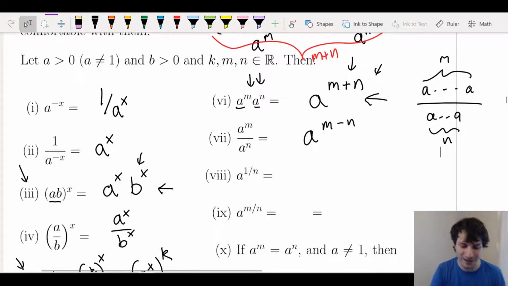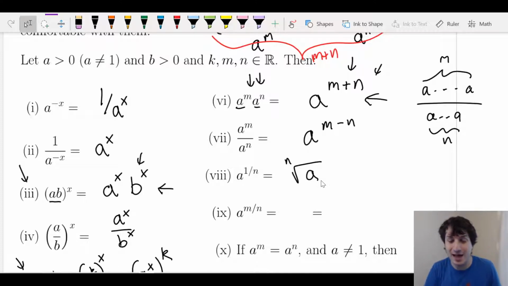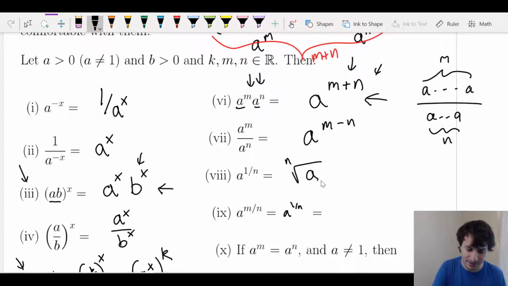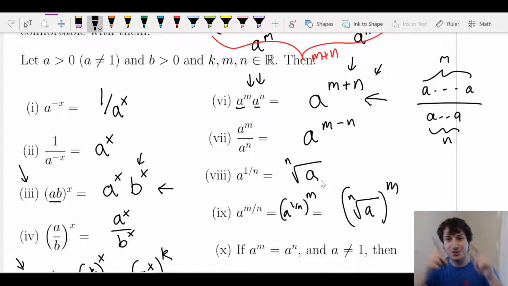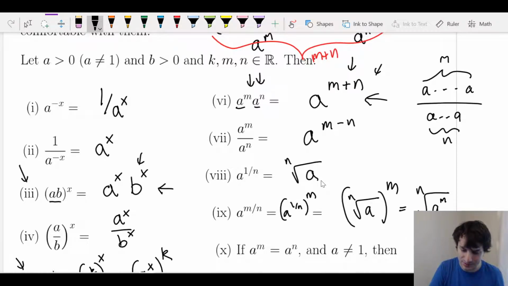A to the 1 over n is the nth root of a, and a to the m over n, you can write this as a to the 1 over n to the power m. That's the rule for multiplying things, which is the nth root of a to the power m. And you can bring this in and out. So you could do the nth root of a to the m as well.